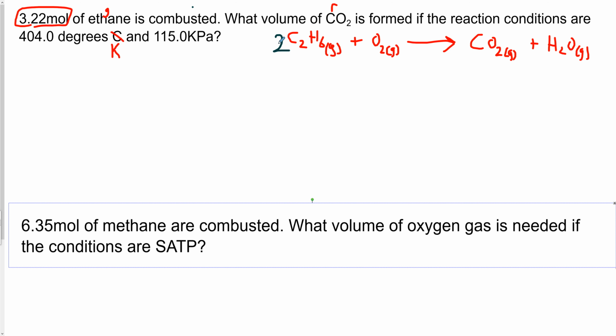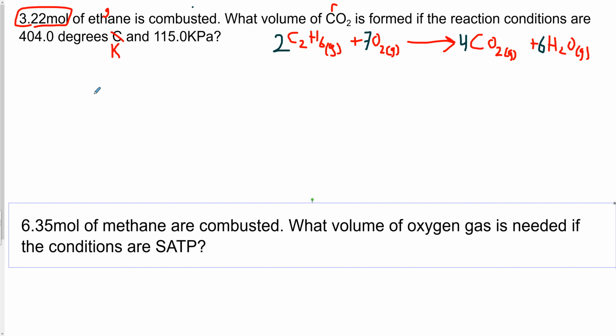So 2 C2H6s, that's 4 carbons. That means we make 4 carbon dioxides. 2 times 6, that's 12 hydrogens. 12 divided by 2 is 6. And now we figure out how many oxygens we have. We have 6 plus 8. That's 14. So that means we'll have 7 O2s. So here's our balanced chemical equation.